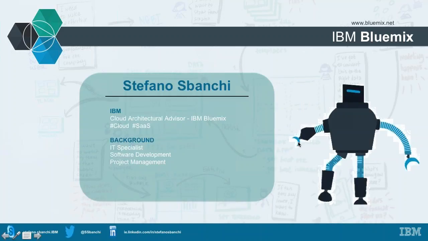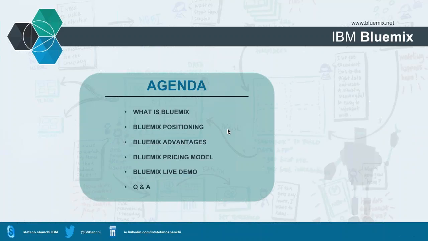So, first of all, let me introduce myself. I'm Stefanos Banki. I'm an architectural advisor of the Bluemix team based in Dublin, and I have 10 years of experience in software developing and project management for web application, desktop application, and service-oriented architecture projects. The programming languages where I have deeper knowledge are Java and C# for .NET, but I like programming, learning all new frameworks and technology, and all the services that are involved in Bluemix for IoT, mobile. I have the chance to work in a lot of programming languages. I'm very passionate about that.